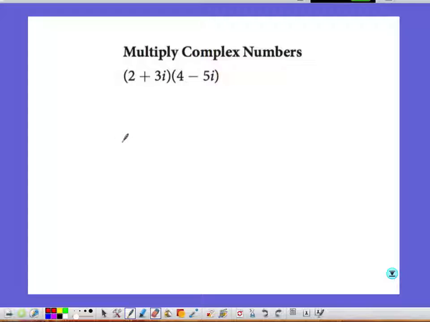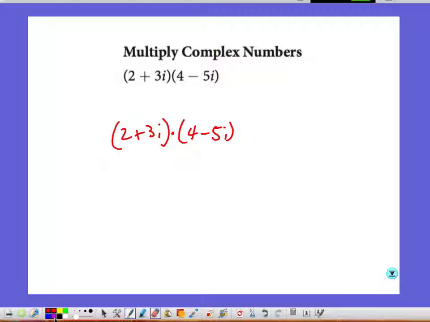Okay, now we start getting into multiplying complex numbers. So let me rewrite this again. Notice the operation in between is not addition, it's not subtraction. If you don't see anything, it's going to be multiplication right there. We're multiplying these complex numbers. Now, how do I multiply complex numbers? Well, you're basically distributing.